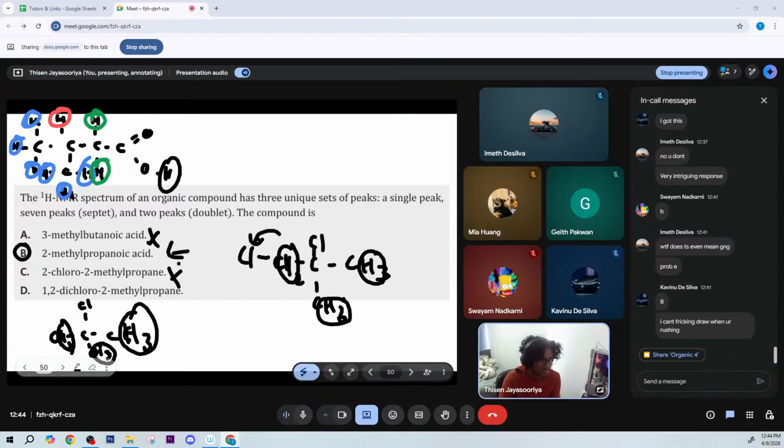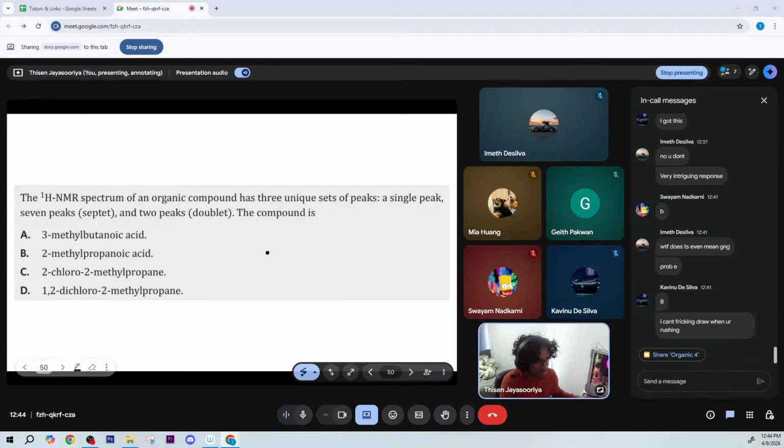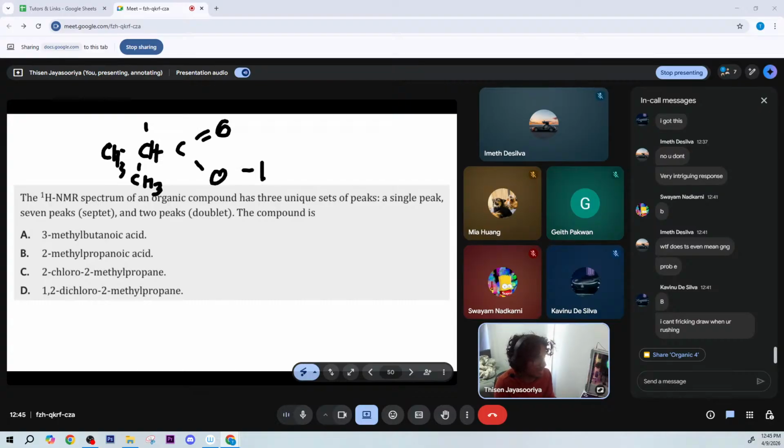So the only one that makes sense is B, because B is the only one that has 3 environments. And if I drew out this molecule, I can show you why it's a singlet, a septet, and a doublet. So if I draw this one out, it's going to look like C, C, C, C, H3, H3, H, and then double bond O, O, H.